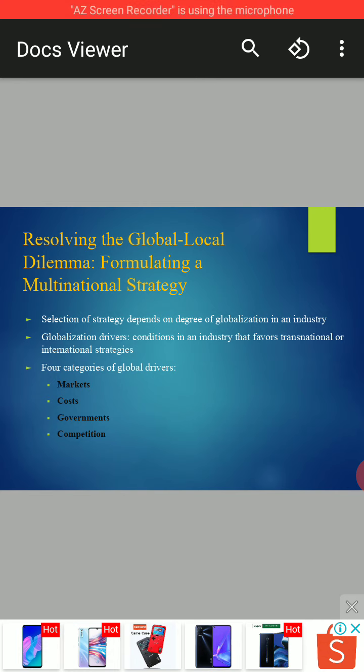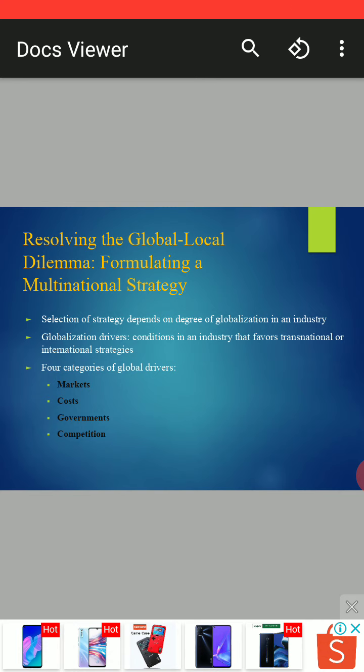Okay, today I will explain the remaining part of our Chapter 7, Multinational Strategy and Participation, content and formulation. From the earlier class, I have explained what local responsiveness solutions are and what global integration solutions are. I also explained in detail the four multinational strategies, which are multi-domestic, transnational, international, and regional. So I will proceed with the next part, which is resolving the global-local dilemma, formulating a multinational strategy.